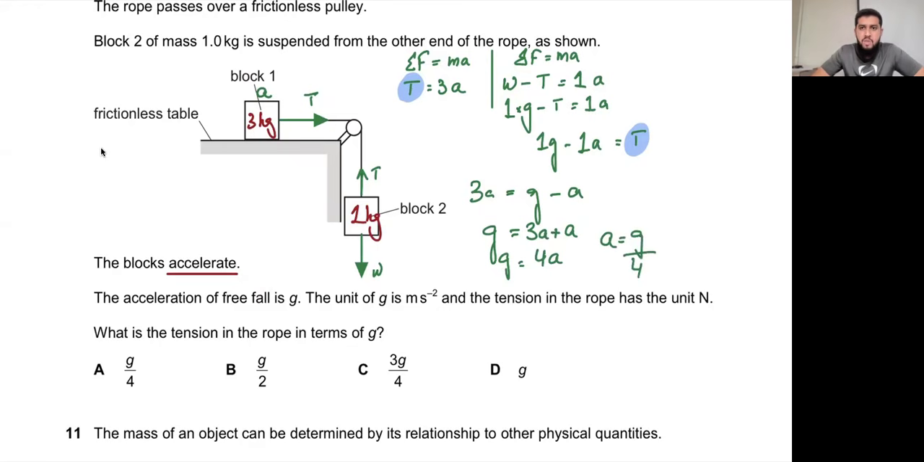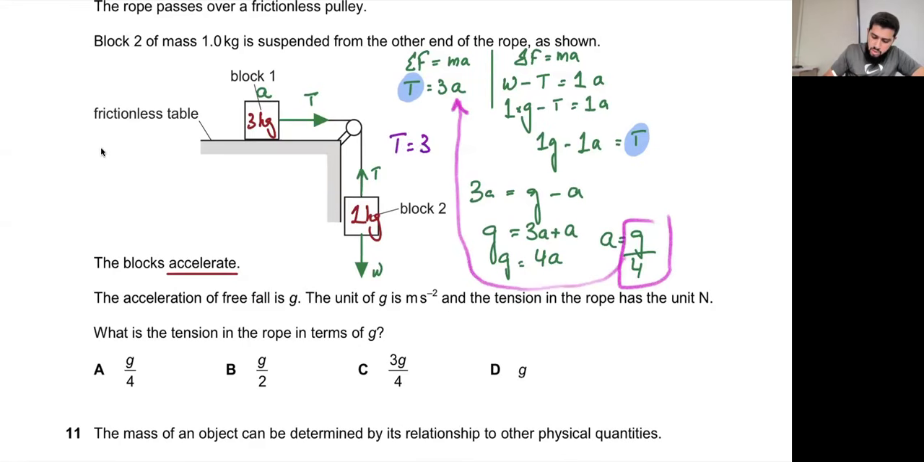Okay. I should have made A the subject of the equation and then substituted it, but that doesn't make any difference. What I can do now is I have a value for A. I want the value for T. I can plug this in here and I can say T is equal to 3G upon 4. Hence C is the answer.